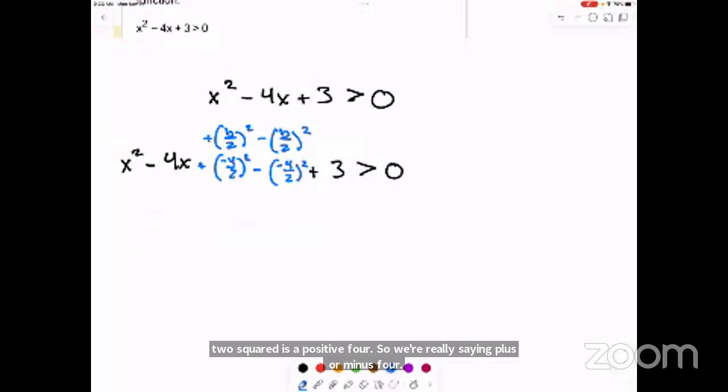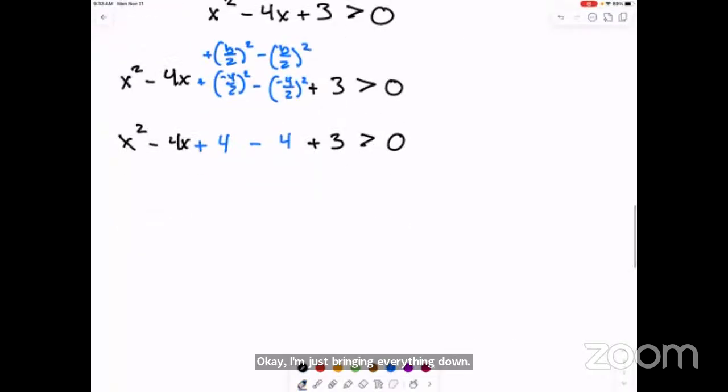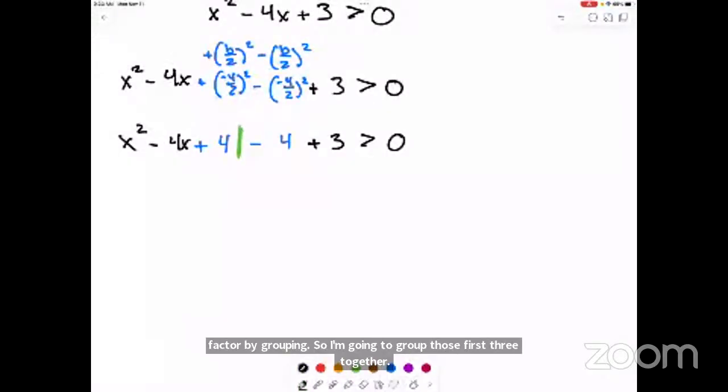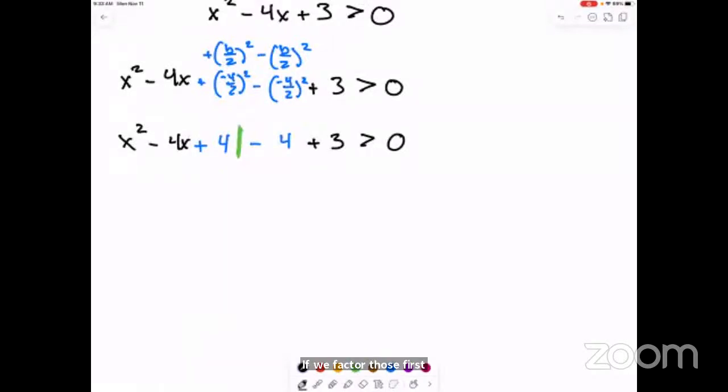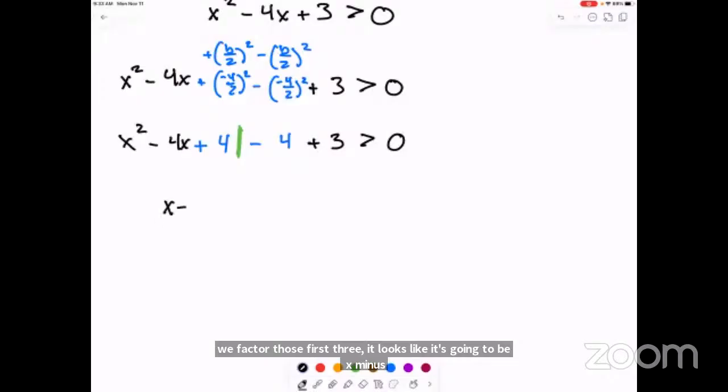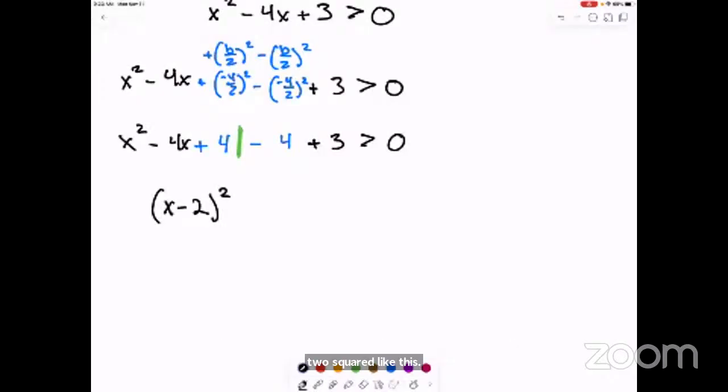Okay. So now we have 4 more terms. Now we're going to do factor by grouping. So I'm going to group those first 3 together. If we factor those first 3, it looks like it's going to be x minus 2 squared, like this. X minus 2 quantity squared. All right. And then -4 plus 3 is -1.